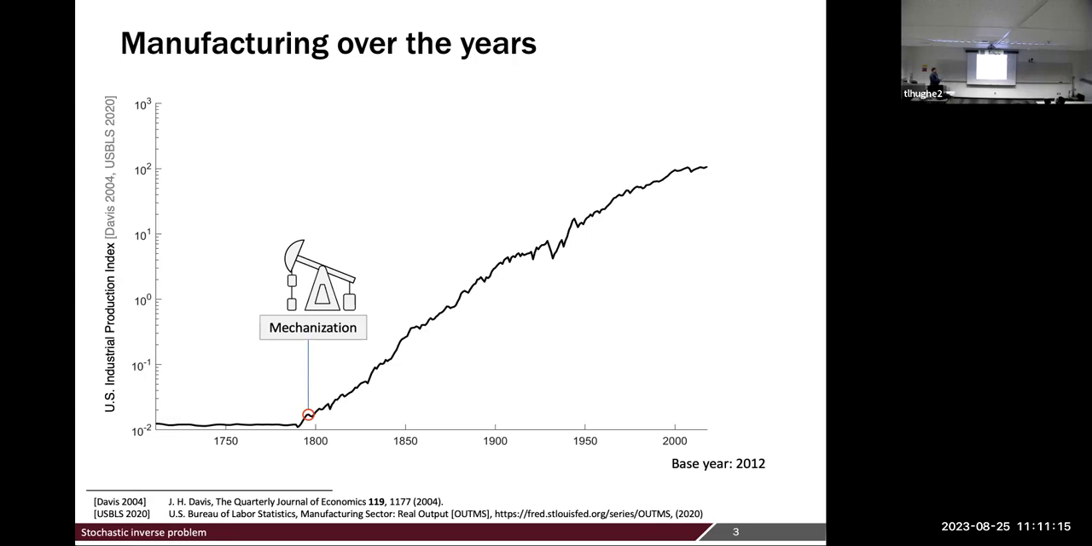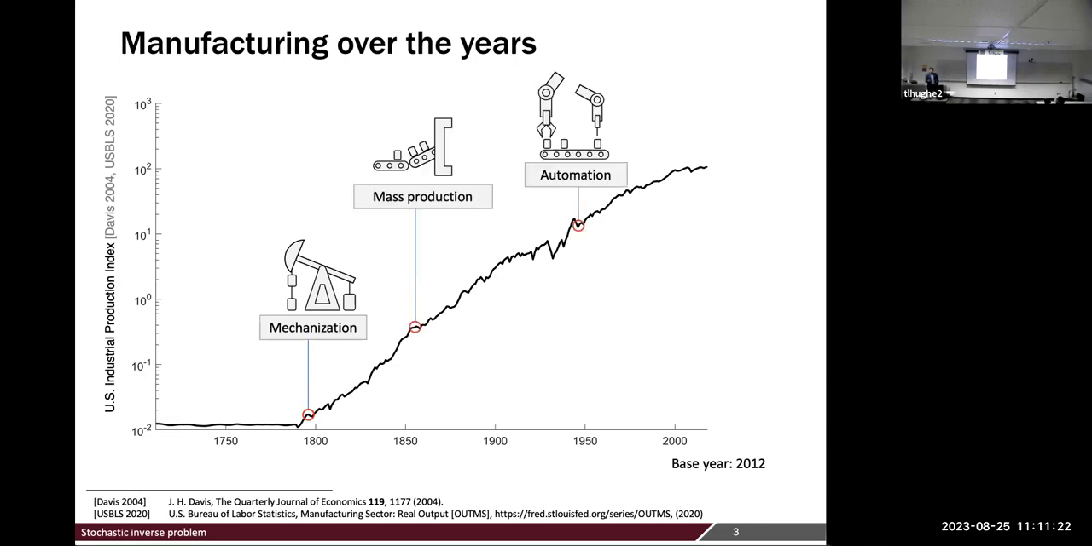And then you see this exponential growth sort of continued throughout, and that was largely because of the second and the third industrial revolutions that brought in mass production and automation. Now we are almost in the 21st century. We are at the cusp of something very interesting. We call it smart manufacturing.